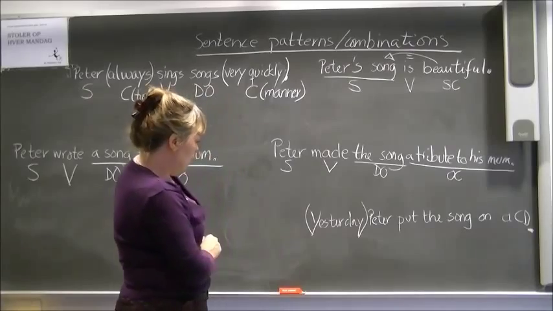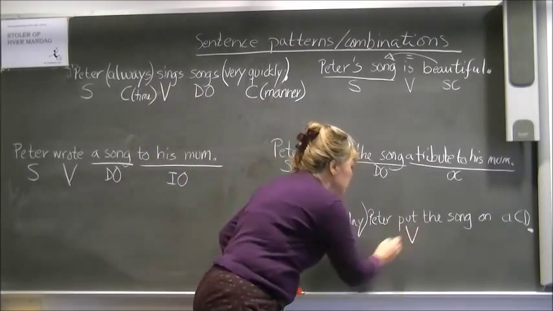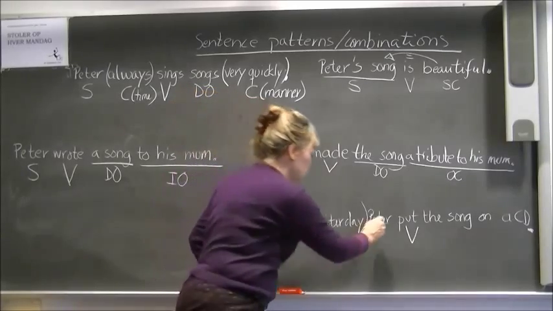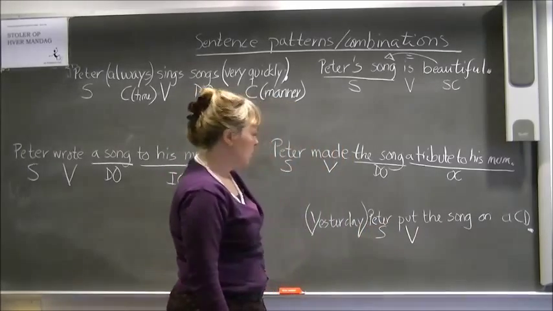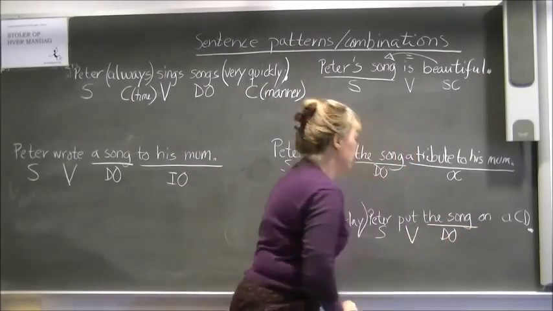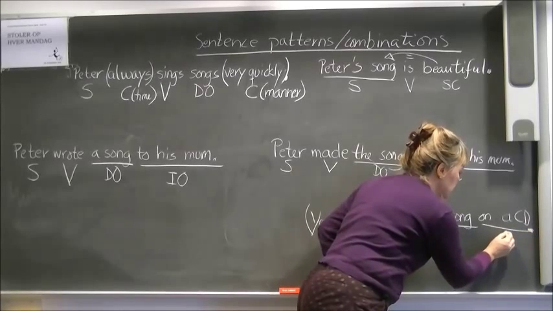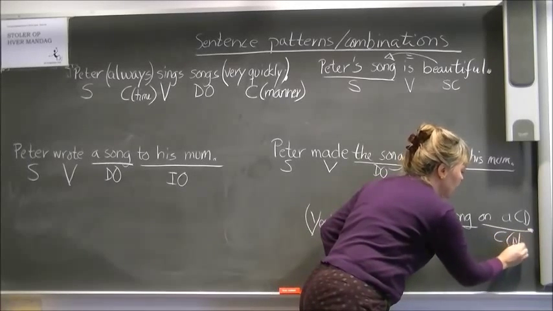So then we have the last example here. Put is the verbal. Who put? Peter put. And what did Peter put? The song, which is the direct object. Where did he put the song? On a CD, so that becomes a circumstantial of place.